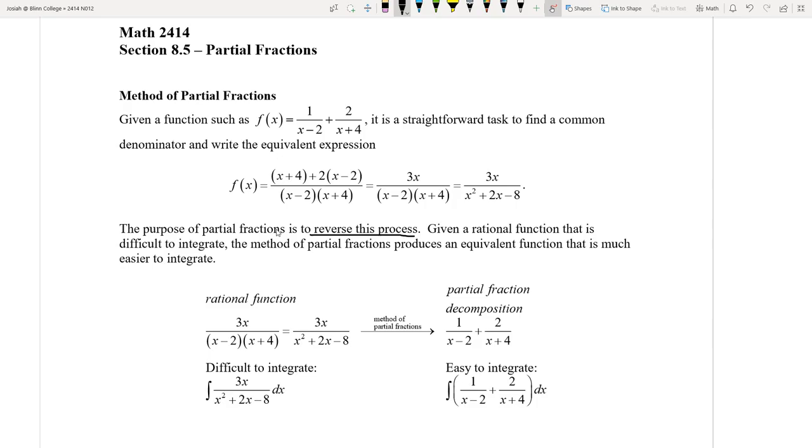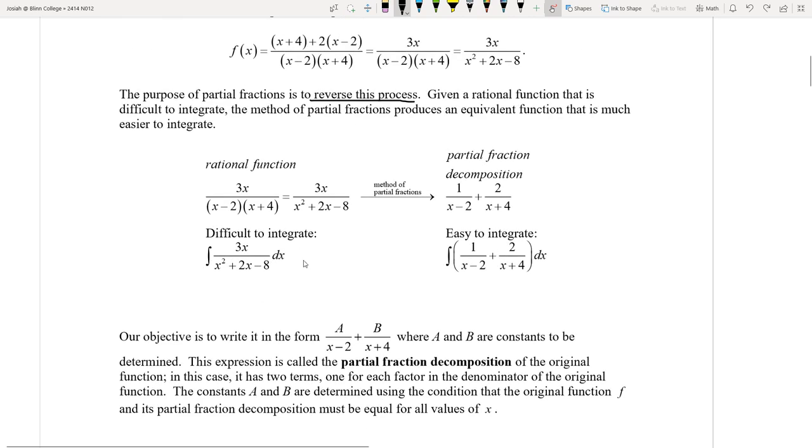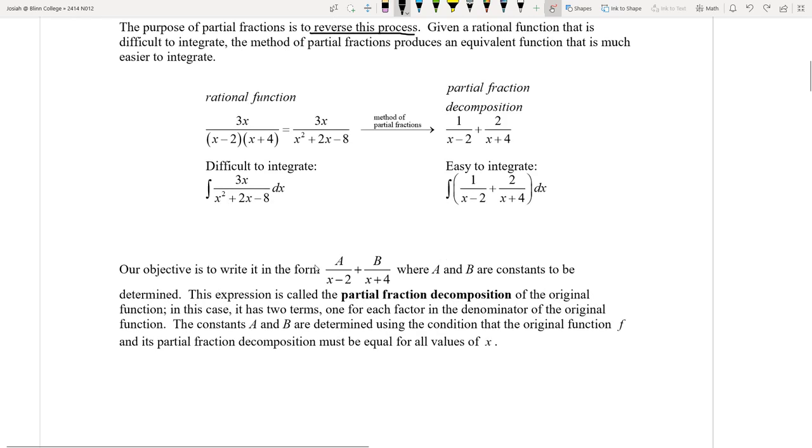Given something like this in an integral, it would be pretty difficult to integrate. But if we break it up into these two smaller pieces, they are going to be much easier to integrate. So our goal is to start with this difficult-to-integrate expression on the left side and end up with the easier right side. We want to take a fraction like this, factor it, and write it as a constant over the first factor plus a constant over the second. So we've got A and B as our constants.